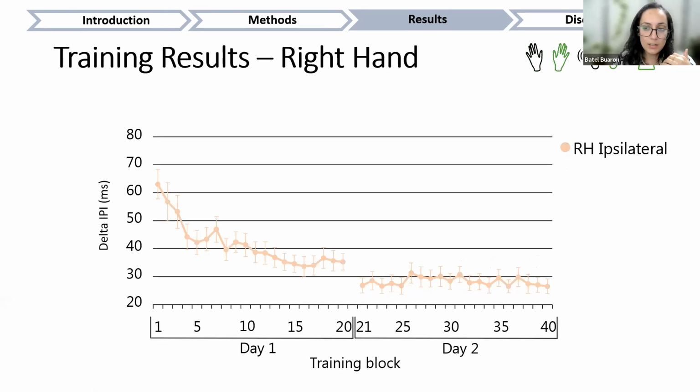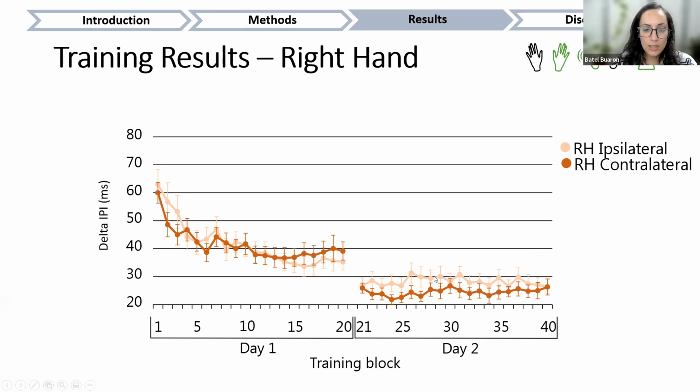When we look at the right-hand group, we see a similar pattern of results. Again, we see participants improve over time. This is the ipsilateral condition, and this is the contralateral condition. Again, you can see that they start around the same point. Over the second day, there is a benefit of contralateral feedback over the ipsilateral feedback. It's a bit lower than in the left hand, but it's still consistent in all time points of the second day.